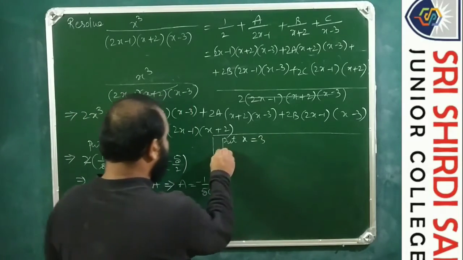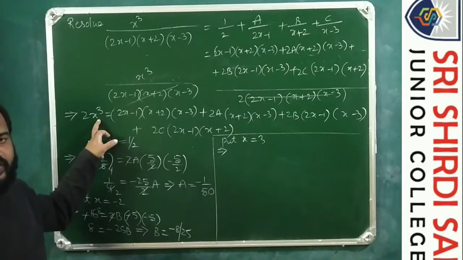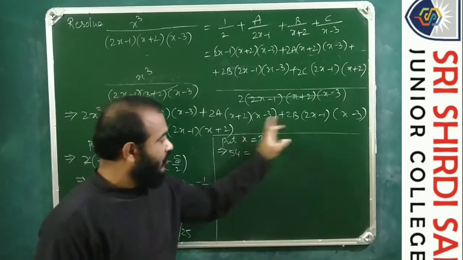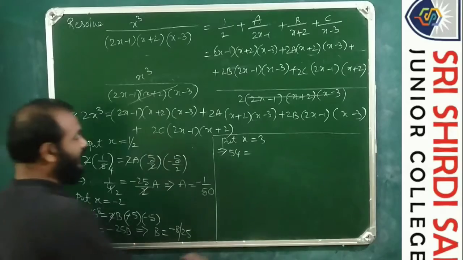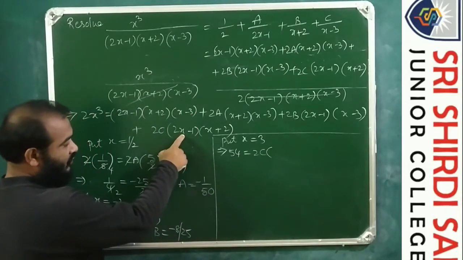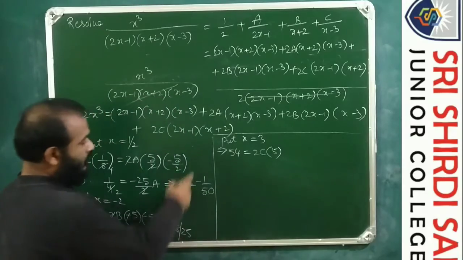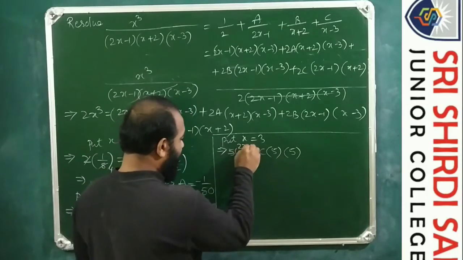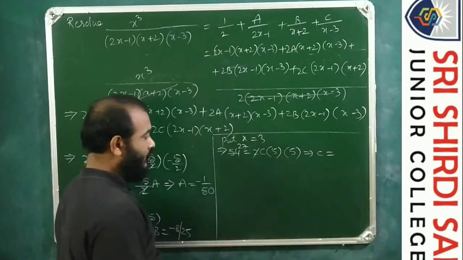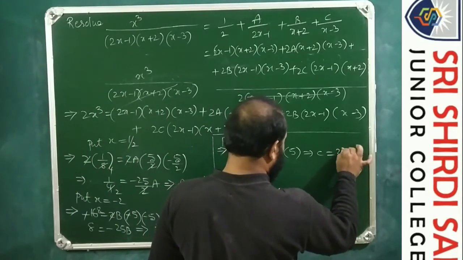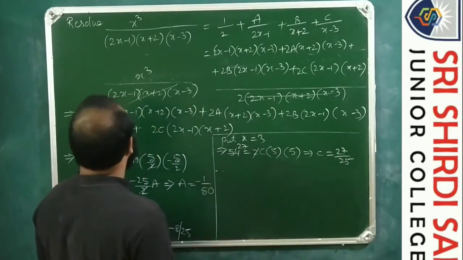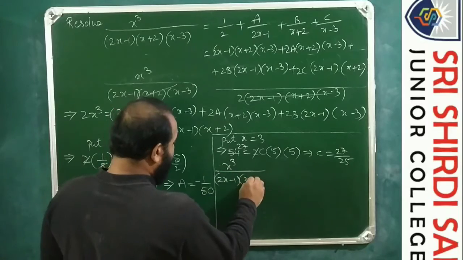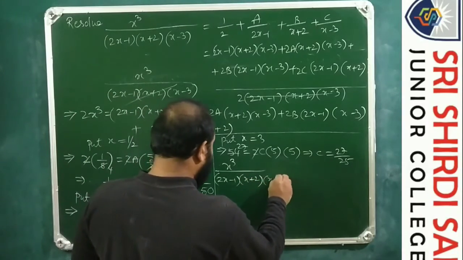Now put x is equal to 3. Substitute. 3 cube is 27, 27 2s are 54. The first term gets cancelled, this will be 0, this will be 0, and we are left with the last term 2c into 2 into 3, 6, 6 minus 1, 5. So 3 plus 2 is 5. So this is equal to 27 times c. From this c is equal to 5 5 is 25. So 27 by 25.